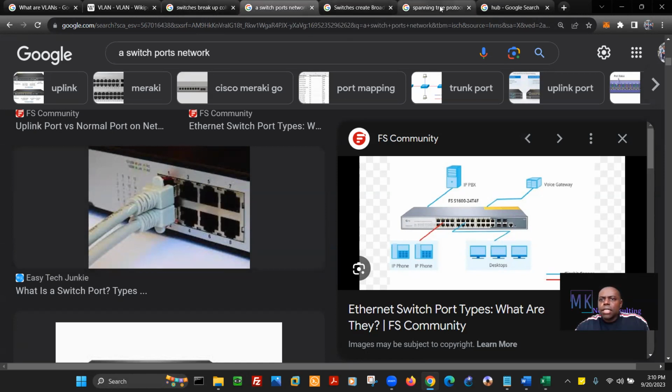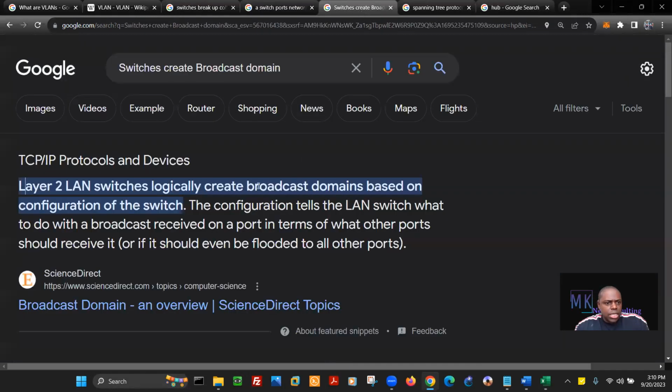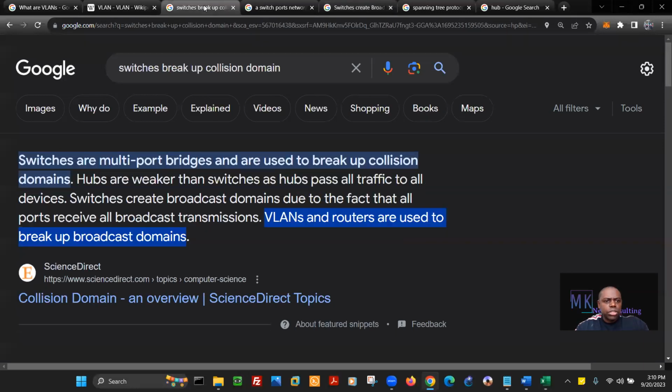That is why I think I have, let me see this one. The one that says something about a switch. Okay, this one. So I just Googled something, right? Switches are multi-port bridges and are used to break up collision domain. Now that's just a lot of gibberish, right? What does that mean? Okay, you see how they compare with hubs? Hubs are weaker than switches, as hubs pass all traffic to all the devices. Switches create broadcast domains due to the fact that all ports receive all broadcast transmission.